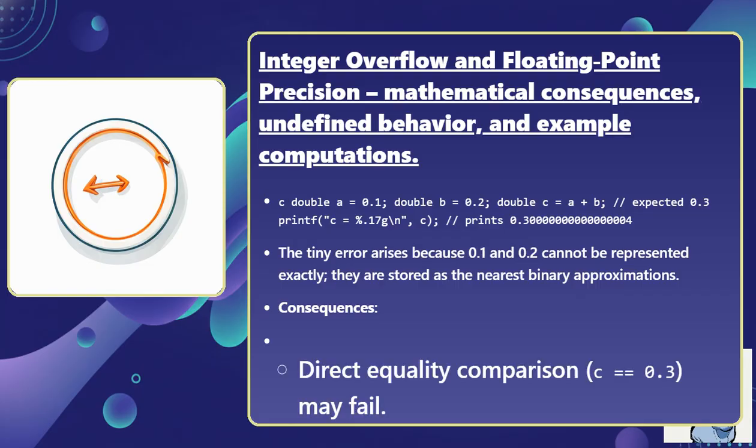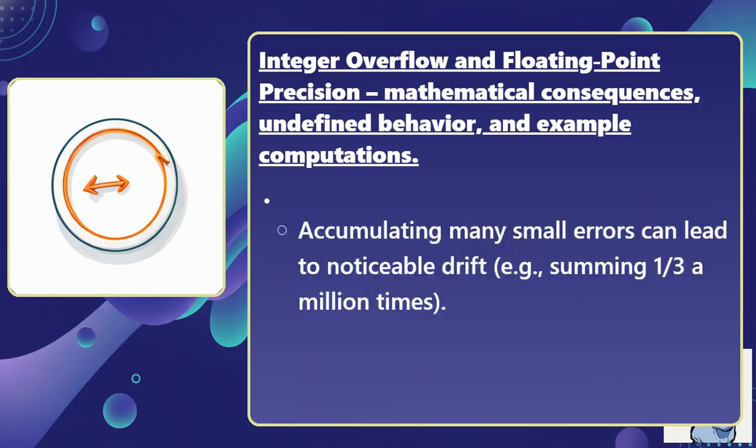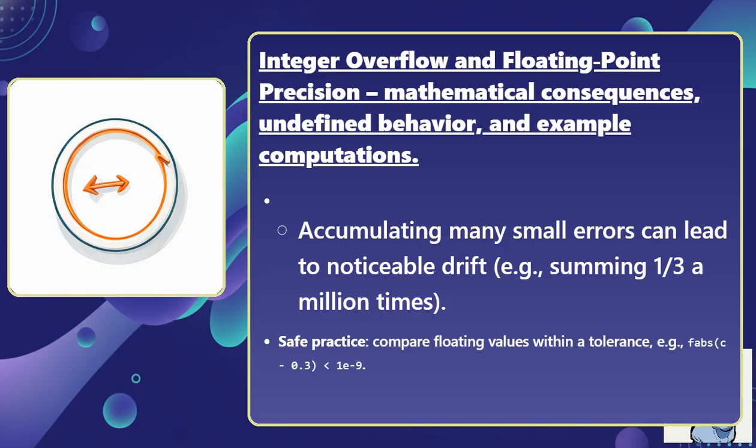Consequences: direct equality comparison, c == 0.3, may fail. Accumulating many small errors can lead to noticeable drift, for example, summing 1/3 a million times. Safe practice: compare floating values within a tolerance. For example, absolute value of c minus 0.3 less than 1e-9.